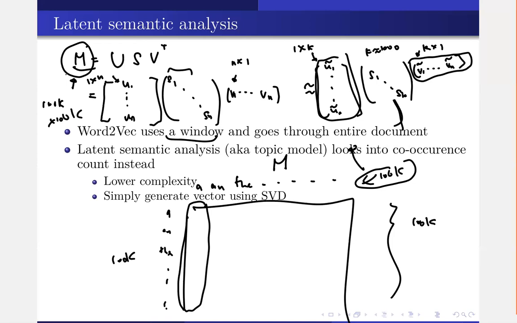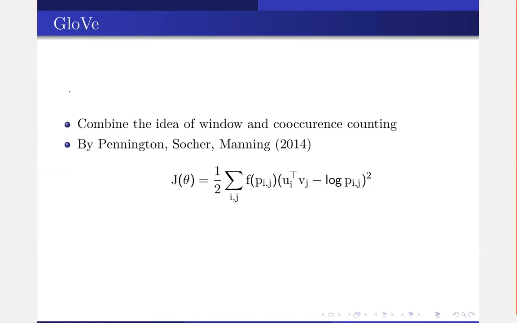For example, if you only have one more document, then you need to update M. Of course, you expect that this M will be approximately the same as the original M, but either way, you just need to decompose M from scratch again. So it's not very efficient that way. So instead, many models have this idea of combining this window and co-occurrence.